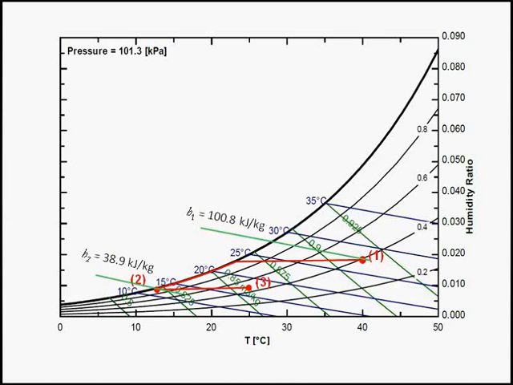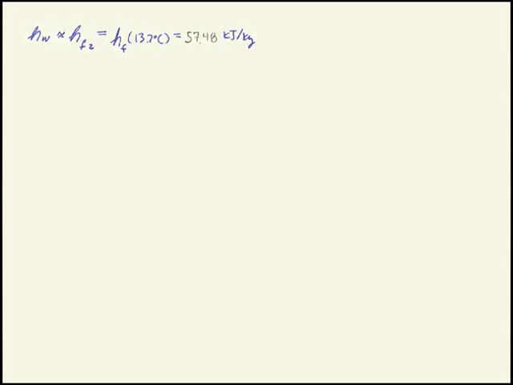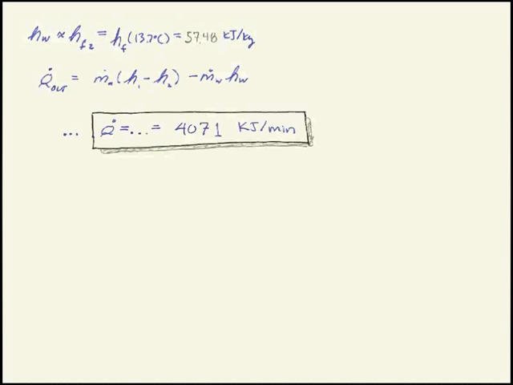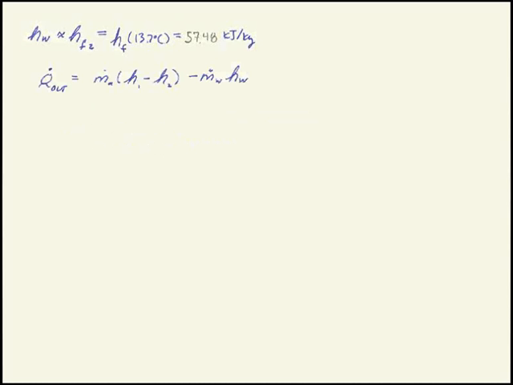And also notice that at state point 2, I can go down here and read off the chart that the temperature of the saturated air is 13.7 degrees, which means, yes, in fact, I can find the enthalpy of the liquid water as h sub f at that temperature. So I've calculated all of my enthalpies. I can plug those into my Q dot equation and get 4,071 kilojoules per minute. Okay, very good.